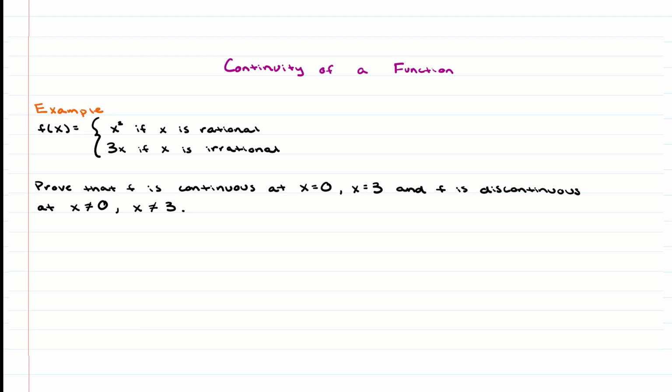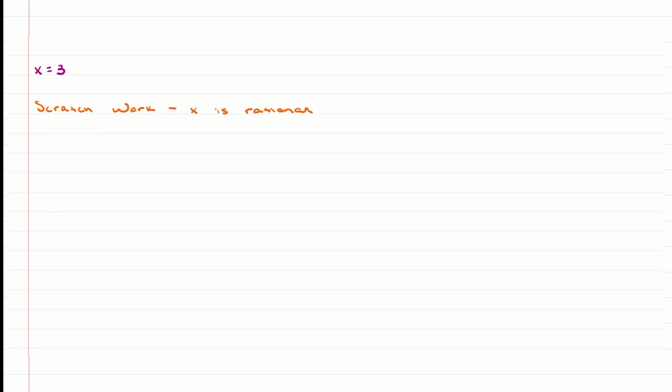We'll start by doing our scratch work, and let's start with the case that x is rational. We've got the absolute value of f of x minus f of c. C in this case equals 3, so that's the absolute value of f of x minus f of 3. When x is rational, f of x equals x squared. And when we plug x equals 3 into x squared, we end up with 9. So this simplifies down to the absolute value of x squared minus 9.